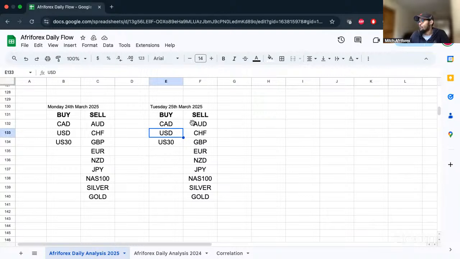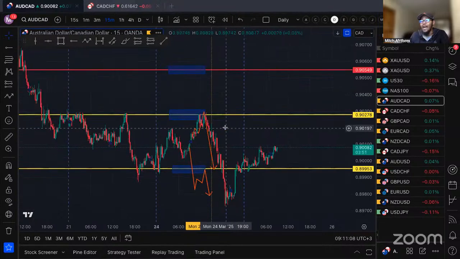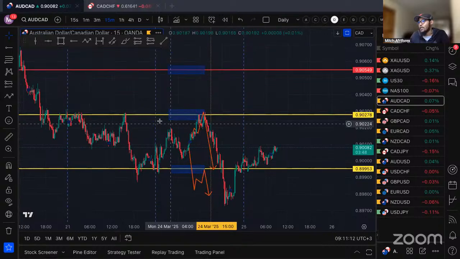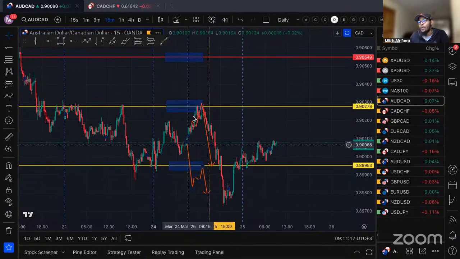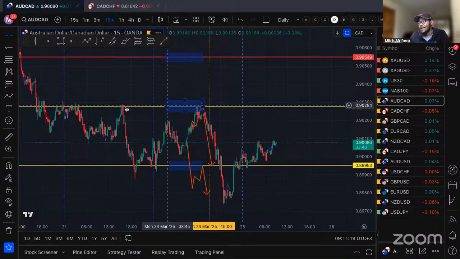So we'll start off here with the Australian dollar against the Canadian dollar. Now, yesterday, our bias was to look for selling opportunities. It is still the same situation today. You can clearly see where we were yesterday within this particular area. We did want the price to come back within this particular seller's area, and you can see the market did end up coming within this particular location.